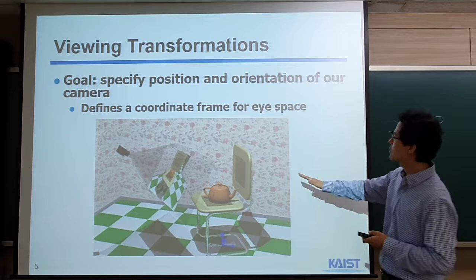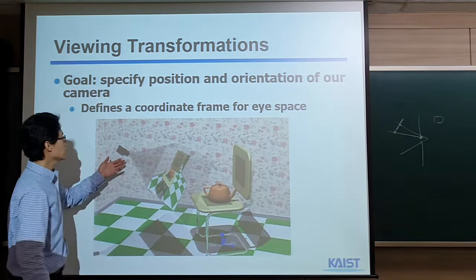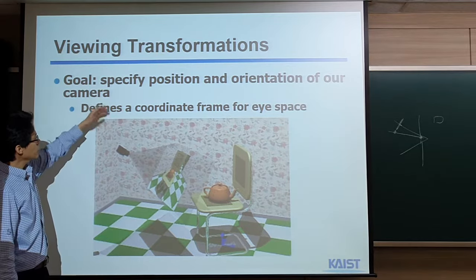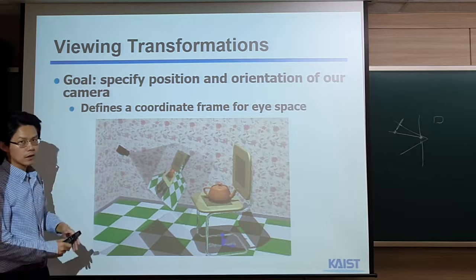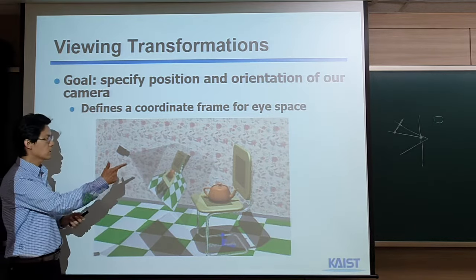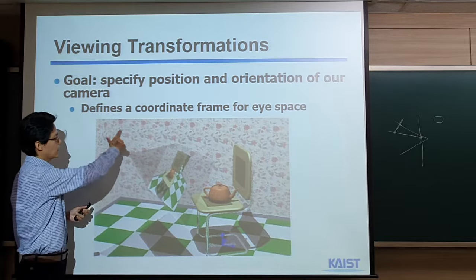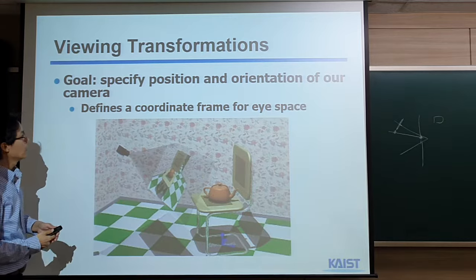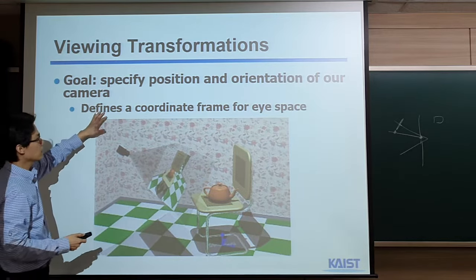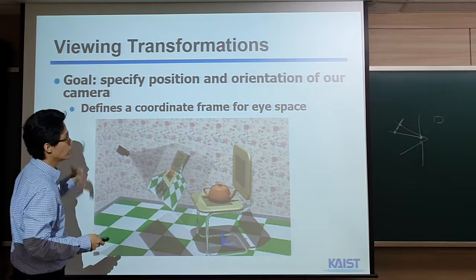Again, first of all, we need to set up the camera, right? First of all, we need to specify the position of the camera, and also the orientation of this camera, right? So I can use my 3 fingers to define the frame of this camera, right? I can rotate it like this, and I can also move around the position of the camera. And this defines a frame for our eye space, or sometimes I can say screen space or image space.